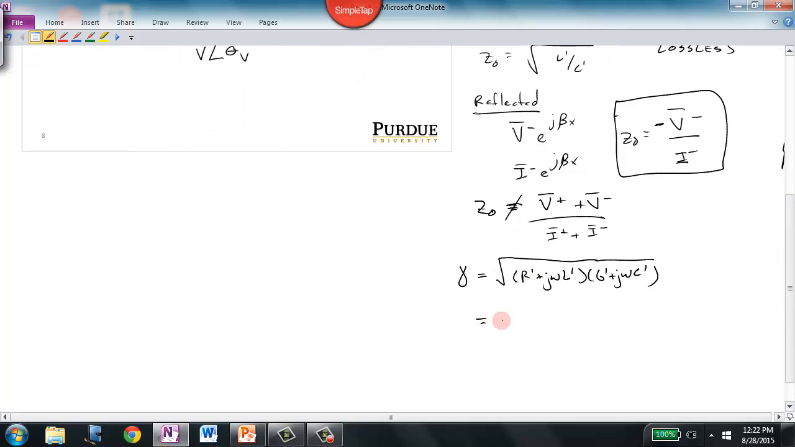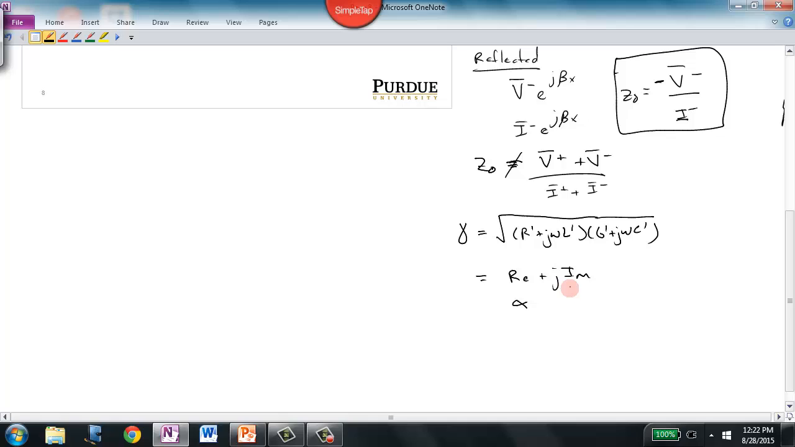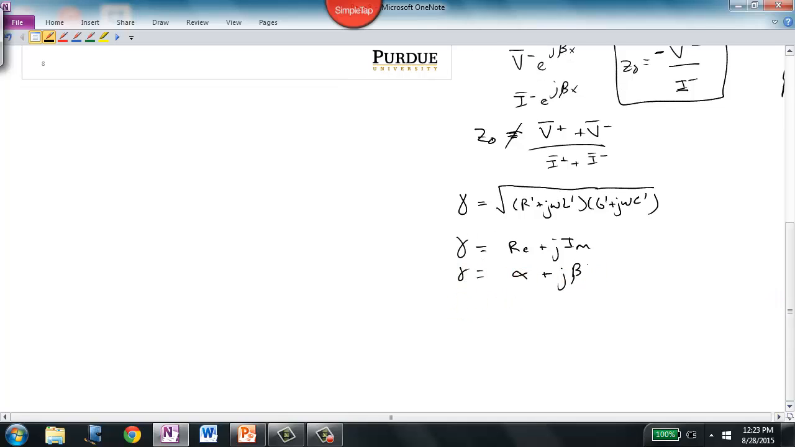This is going to result in a number that has a real portion and an imaginary portion. We call the real portion alpha, and we call the imaginary portion beta. And we've already talked about these two numbers before. Alpha is the attenuation constant, and it's measured in nepers per meter. And beta is the wave number, and it's measured in radians per meter.